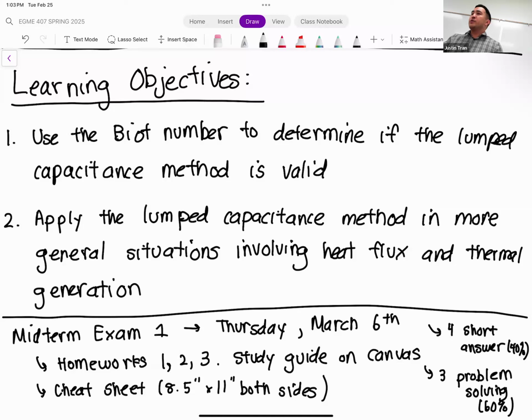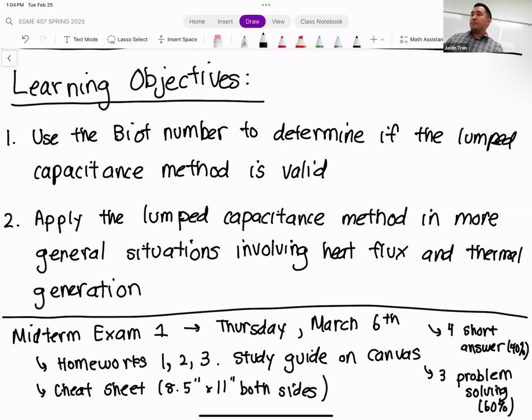And then the other 60% of the points are going to be problem solving type questions. Those would be your thermal circuit type problems, your heat equation type problems, your lump capacitance type problems. Like all the examples I've been doing in class, all the problems you've been doing on the homework. So that'll be worth 60% of the points.